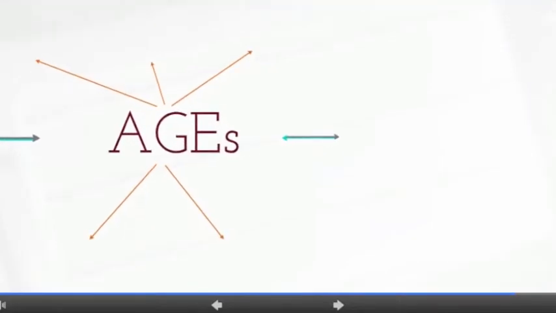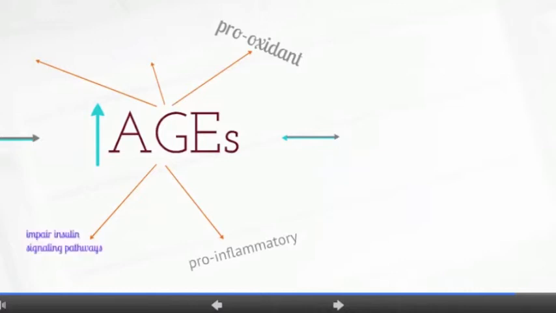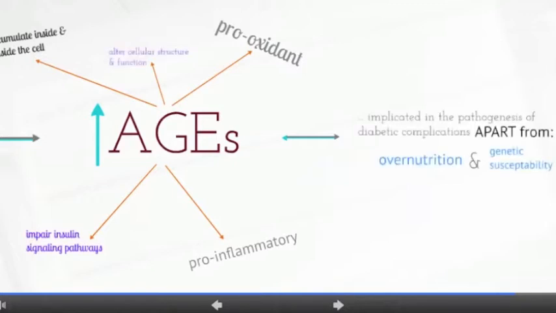Up to this point, accelerated AGE formation and accumulation in diabetes has been demonstrated to activate inflammatory and pro-oxidant mechanisms, impair cell signaling pathways, accumulate inside and outside the cell, and alter cellular structure and function, apart from overnutrition or genetic susceptibility.